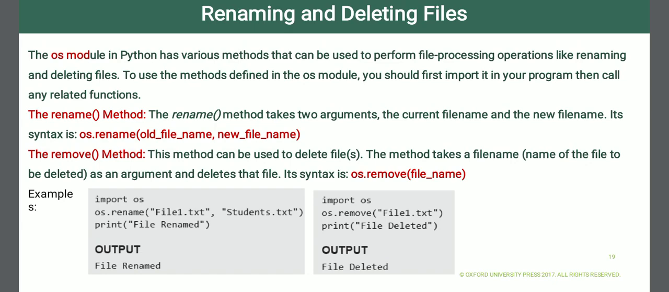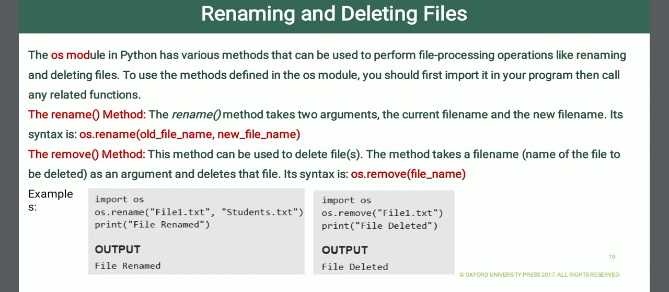The rename method takes two arguments, the current file name and the new file name. Its syntax is os.rename(old file name, new file name). And the remove method takes the file which is to be removed. Its syntax is os.remove(name of the file). Examples: first of all, as we have to use those methods, import the os module. import os; os.rename file1.txt as student.txt and print the file is renamed. Second example, import os; os.remove file1.txt and print file is deleted.